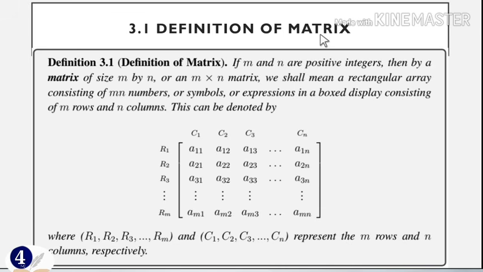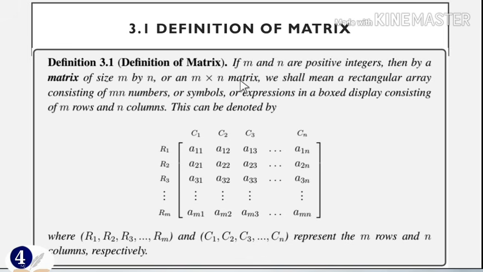What do we mean by saying matrix in mathematics? If m and n are positive integers, then by a matrix of size m by n, we shall mean a rectangular array or arrangement consisting of numbers or else symbols or else expressions in a boxed display consisting of m rows and n columns. What does this mean?